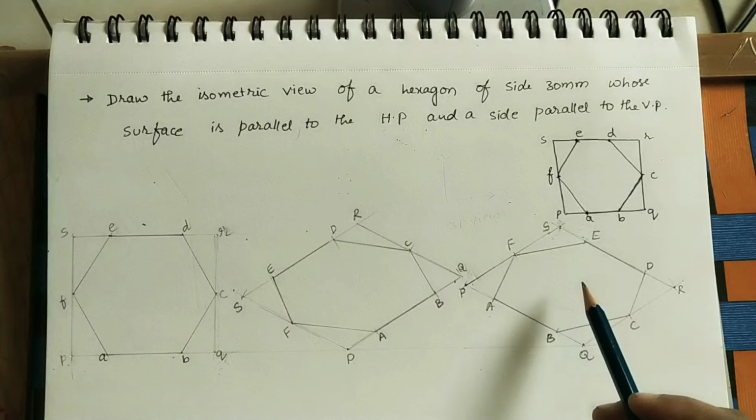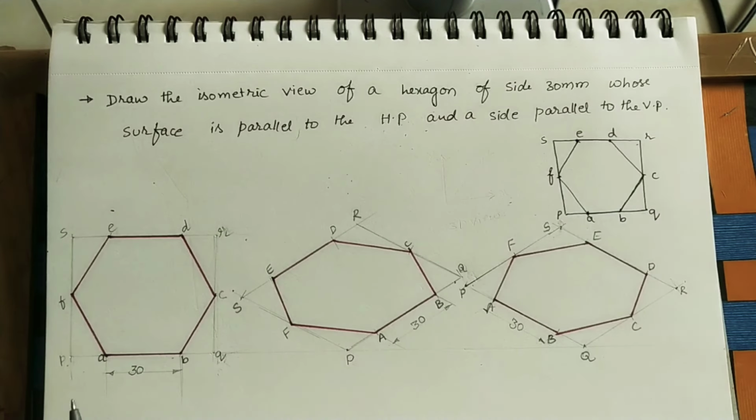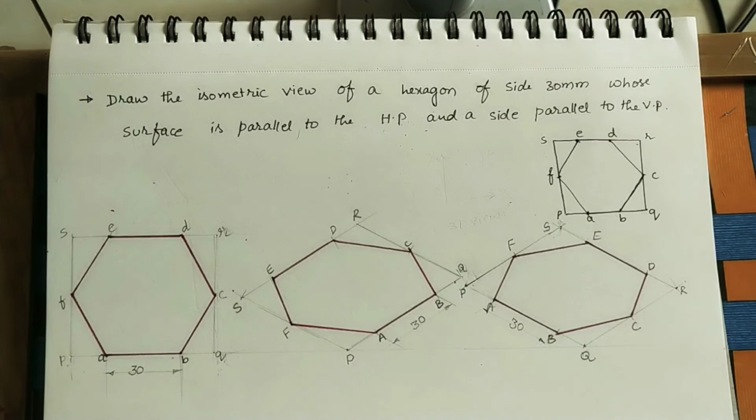This is an isometric view. Here these two are the isometric views of this given hexagon. Here for the top view take small letters p, q, r, s, and in isometric views always use capital letters, in both this method and this method. Here these two are the isometric possibilities of this given top view.